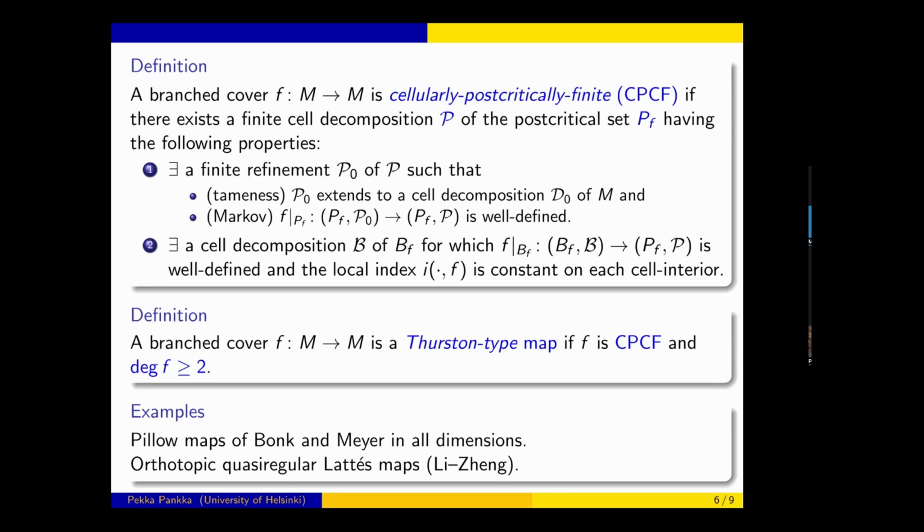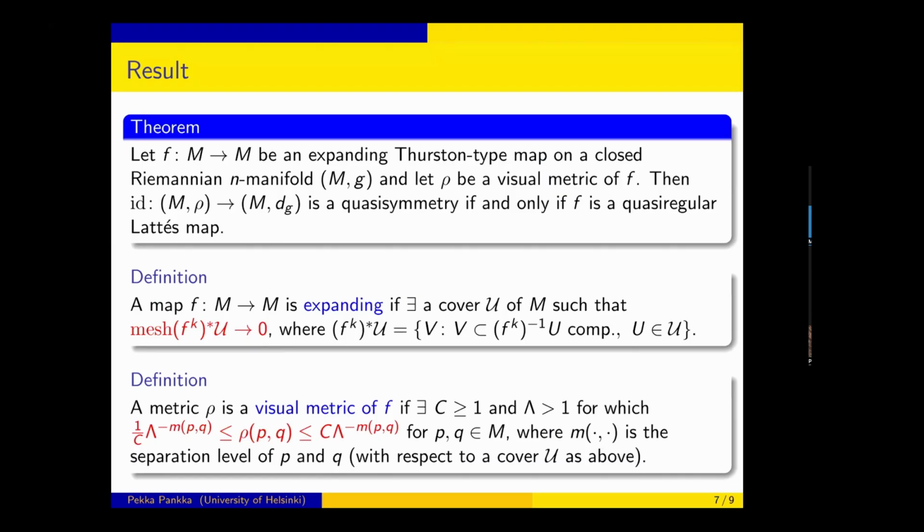Okay, but let's see how we now use this. So we go with the strategy. Oh, sorry, there's one more slide, which was the result. Because now we have all the players, we can formulate the theorem. We take an expanding Thurston-type map, as defined on a previous slide; the expanding is defined on this slide. We take it on a closed Riemannian n-manifold, and then we take a visual metric for that dynamics. The expanding is here in the first definition of what we have.